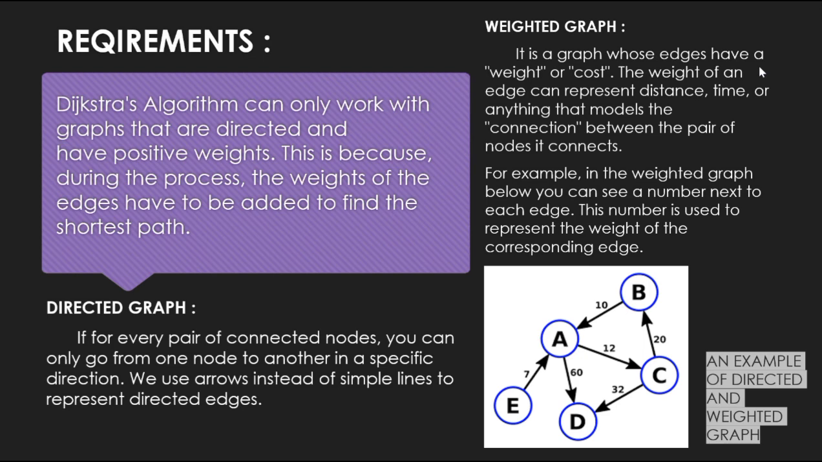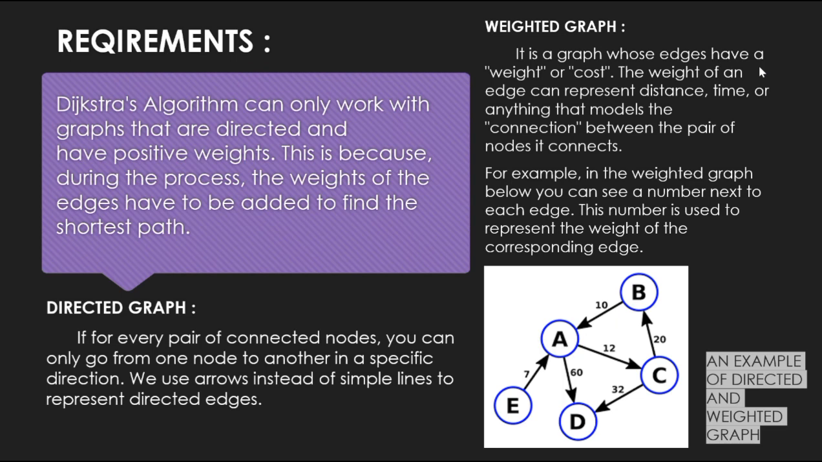Before looking into requirements, we will know a bit about directed graphs and weighted graphs. What is a directed graph? In a directed graph, for every pair of connected nodes, you can only go from one node to another in a particular direction. We use arrows instead of simple lines to represent these directed edges.